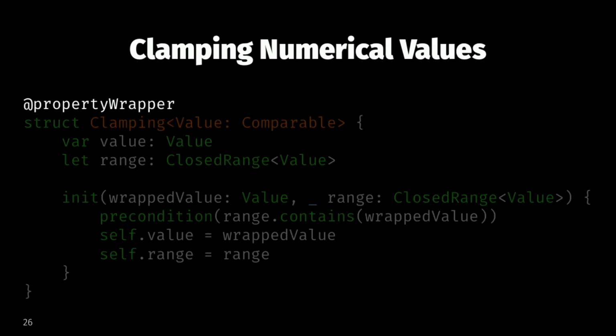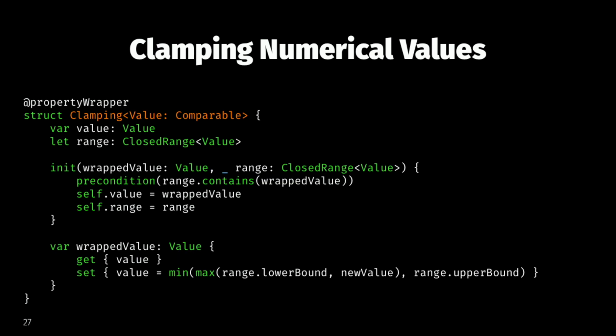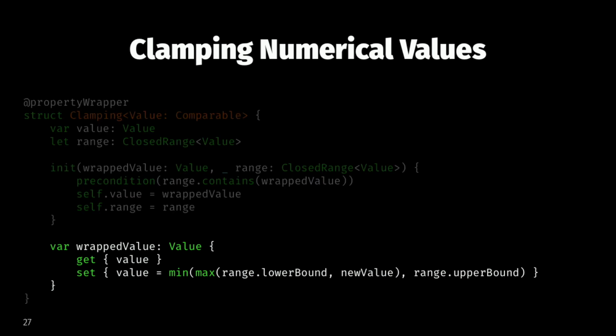Once you've done this, you're going to get a compiler error. It's going to tell you that you need to implement something called wrappedValue. So wrappedValue is just a computed property. There is nothing new here. What we can see is that we need to implement a getter and a setter. The getter is pretty straightforward. We just return the value stored inside the state of the struct.